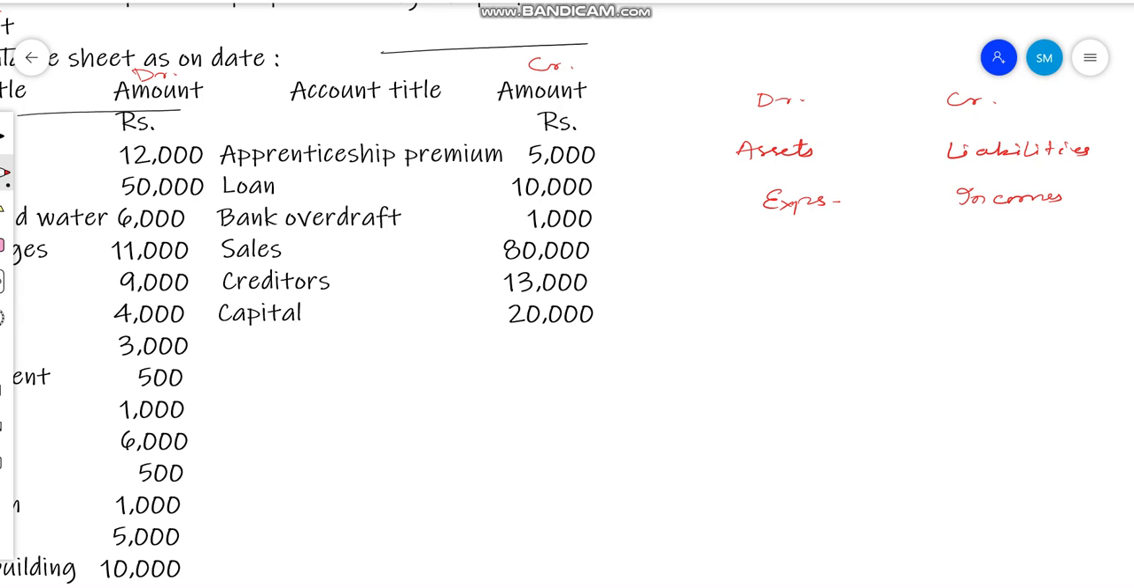This basic thing we will put here, and with that we will make the question simpler. You don't have to mug up what expenses go in manufacturing, what expenses go in office expenses. Simply remember these four things: asset debit, liabilities credit, expenses debit, incomes credit.